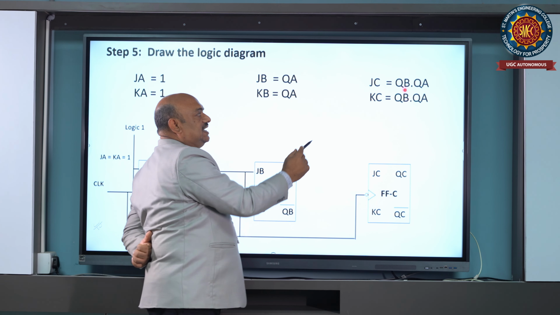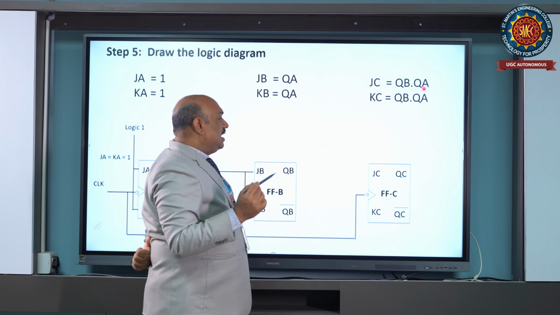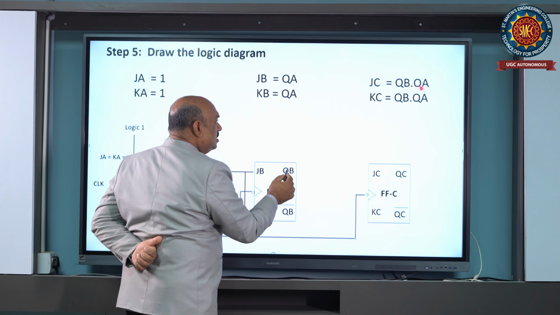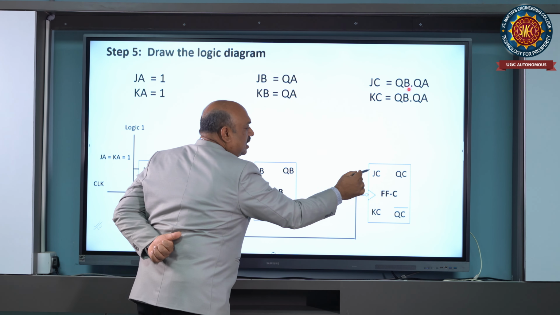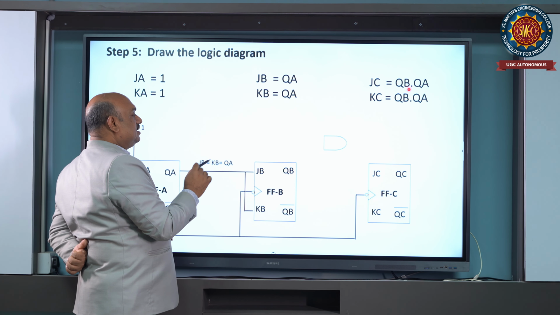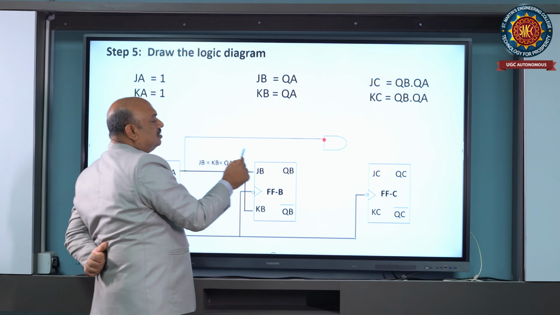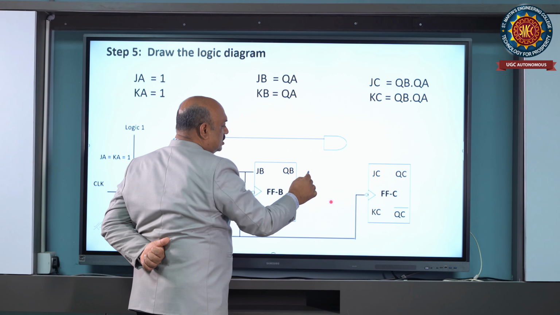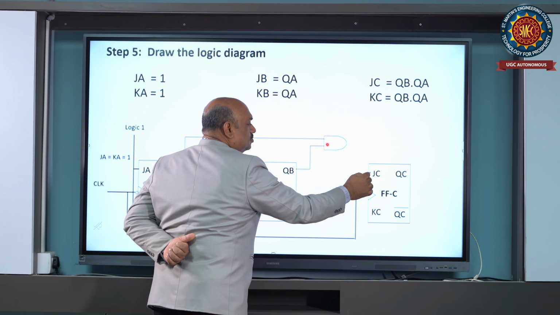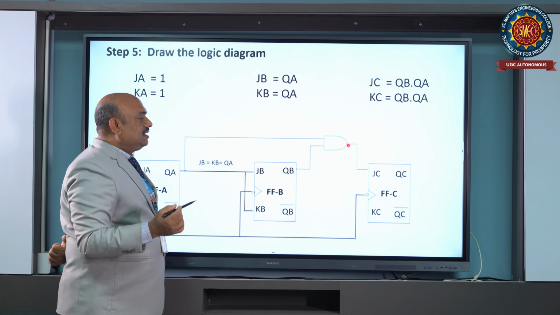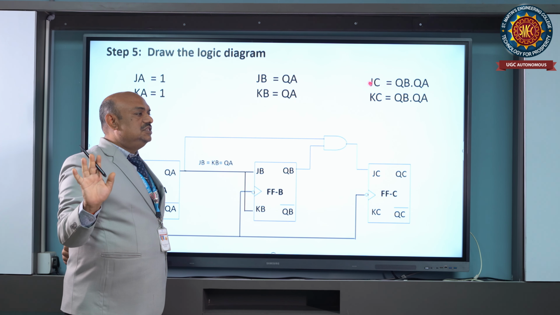Coming back to JC, JC is QB and QA. So there is an AND gate here. The output of the second and the output of the first flip-flop will be ANDed together and given to JC. We are taking one terminal from QA and another terminal from QB, and the output is connected to JC. So one part is over: JC equal to QA QB.